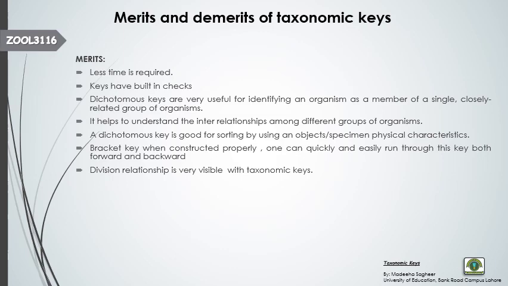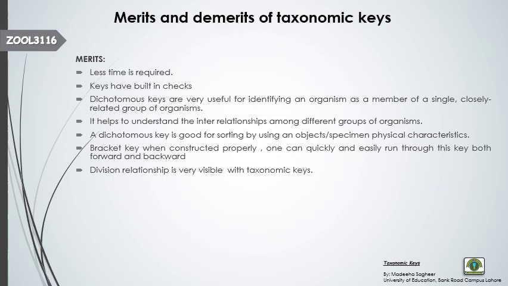Suppose if the abdomen is shorter than the thorax, if you have been given two choices further, and those two choices do not match your specimen, it means that you have done something wrong and you need to go back to the previous couplet and read the statements again. So they have built-in checks. If we talk about the dichotomous key, we can easily identify closely related organisms with the help of dichotomous keys, and it shows the interrelationship between different organisms.